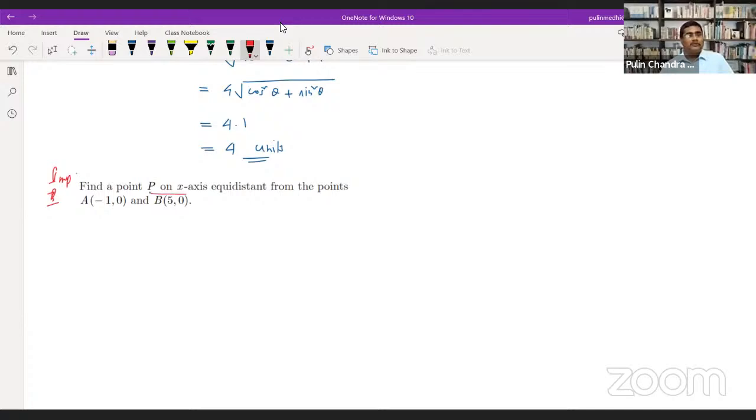Find a point on x-axis equidistant. Equidistant means distances are equal, equal distances from the points. Listen to this. So, first of all, what exactly do we have to do? We'll draw a rough figure, we'll make a picture, a photo.